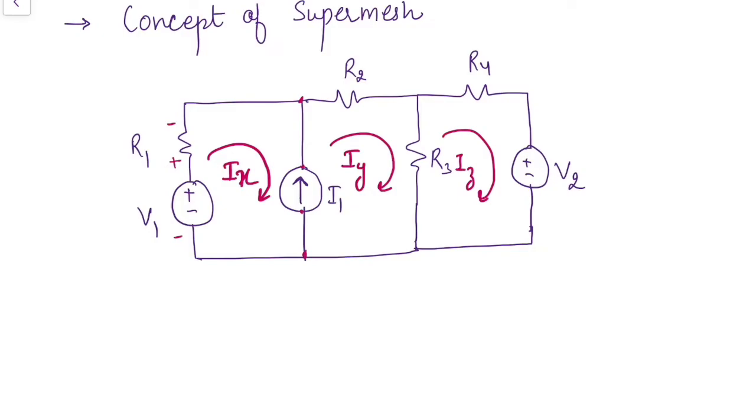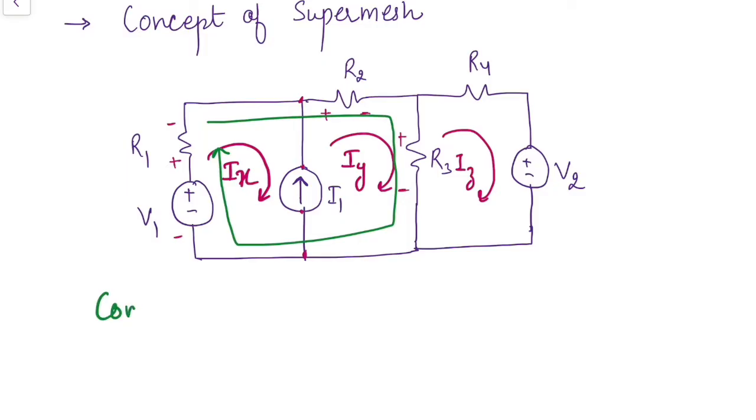Similarly, for this mesh 2, we can write the voltage drop across resistance R2. We can write the voltage drop across resistance R3. But when we come across this current source I1, again we don't know what the voltage across this is. So the same problem appears in mesh 2 as well, that we can't apply KVL. In this case, the two meshes which have a current source in common, like over here mesh 1 and mesh 2, are combined together to make a supermesh.